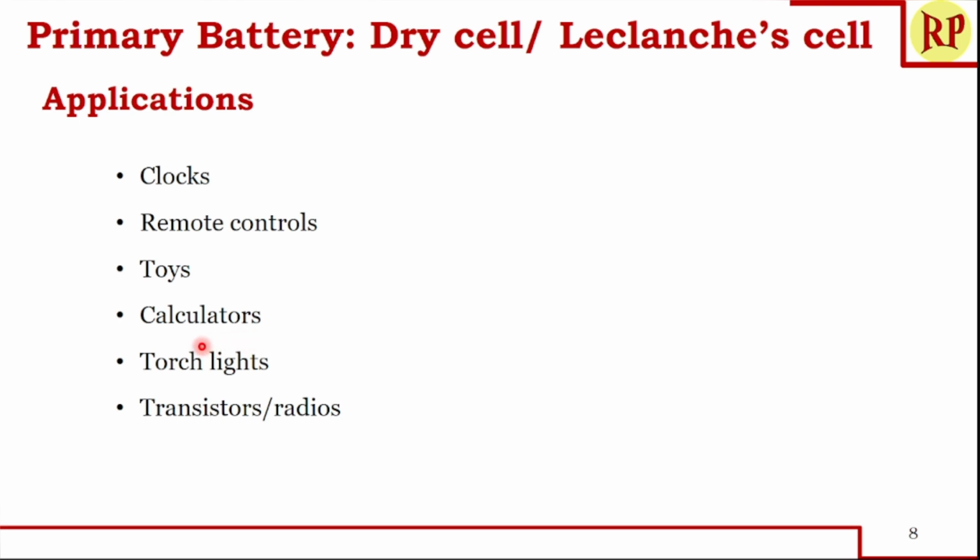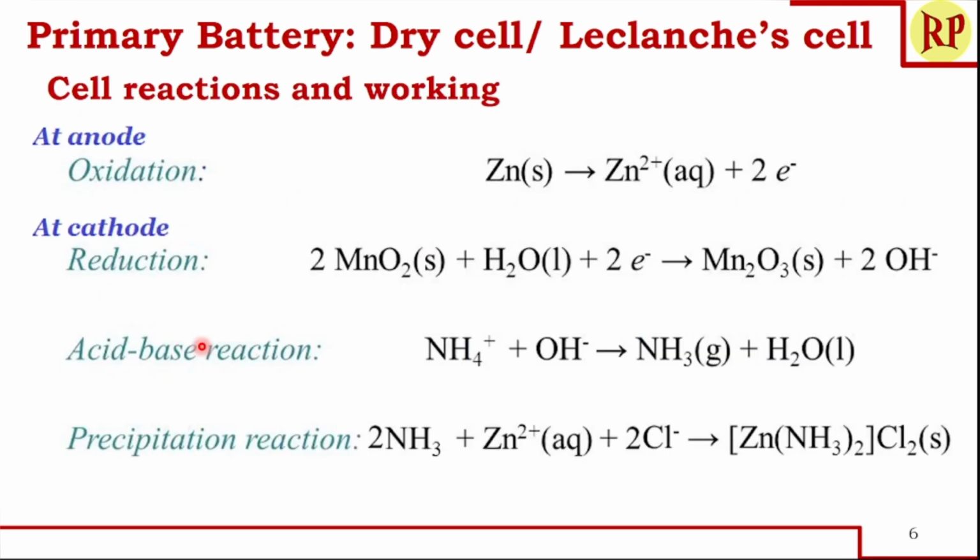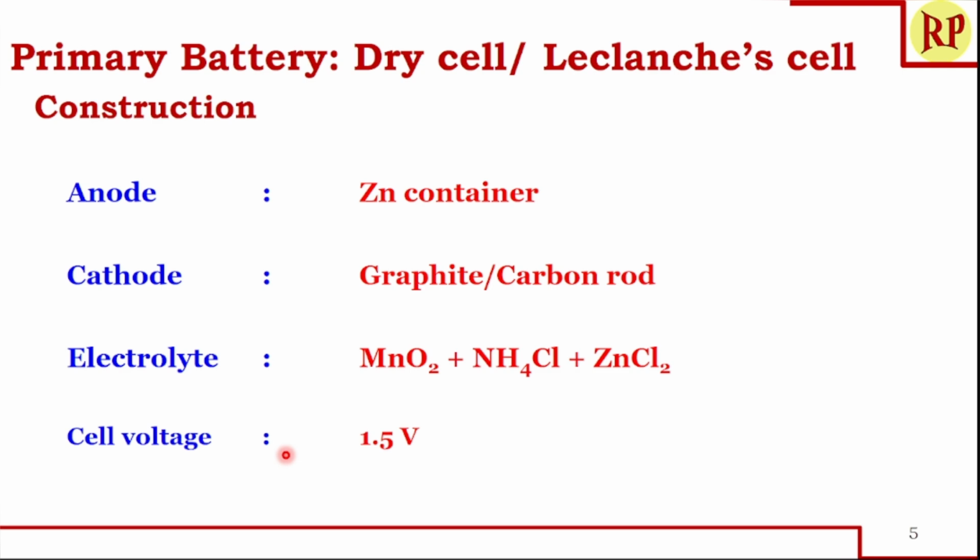Now you should understand why I am very often interchanging the words cell and battery. Actually, a single unit, we call it a cell only. That is, one combination of this, we call it a cell. But when many cells are placed in series, we call it a battery. So in a torchlight, if I am going to use 2 cells, I call it a battery. Normally, if you have a unit cell, we call it a cell. But in common use, we use the words battery and cell together.